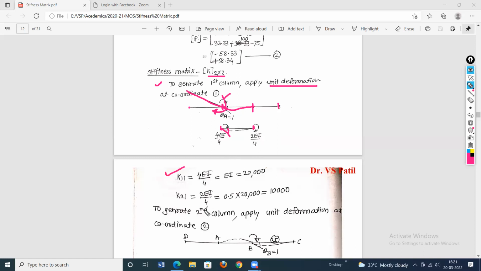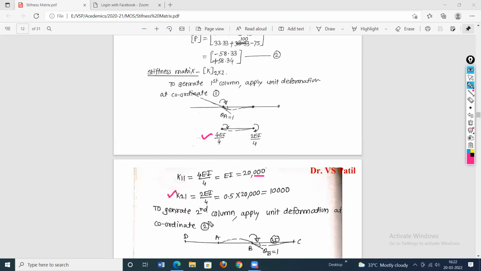Then the first element K11. Okay, so what is K11? Stiffness at 1 due to unit deformation at 1. Now stiffness at 1, in the sense our coordinate 1 is a rotational force. So what is the rotational force at coordinate 1? 4 EI by 4. Now it is clockwise, and the assigned coordinate number 1 is also clockwise. Therefore it will be positive. So 4 EI by 4, so it will be only EI, and EI value is given as 20,000. So this is the first element.